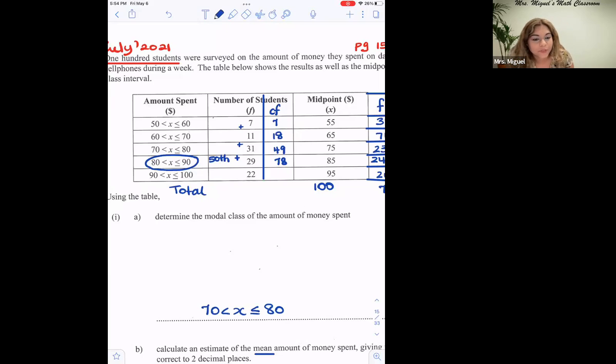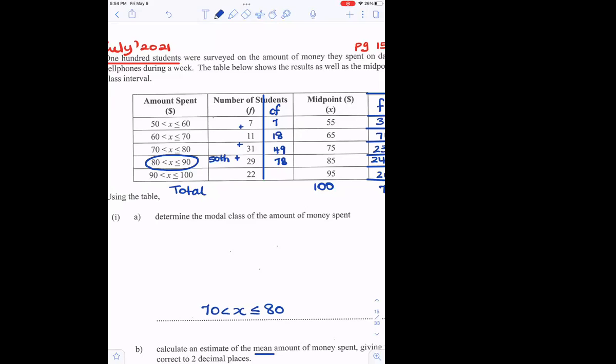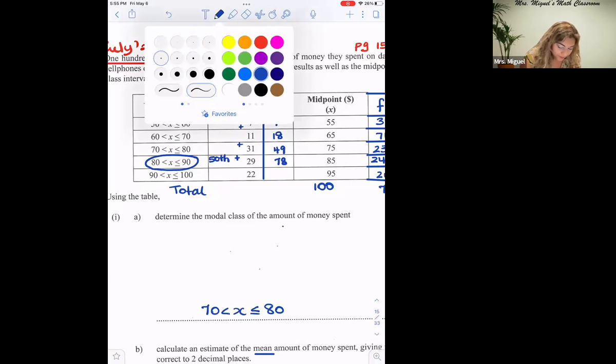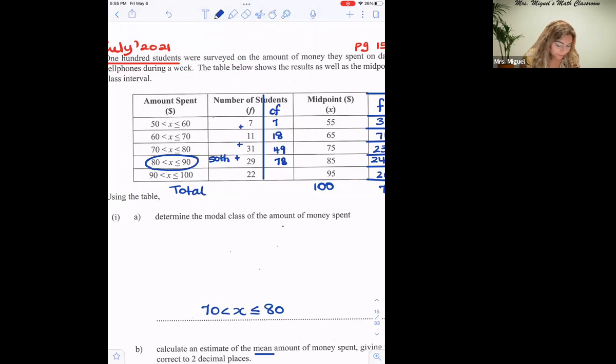Would you all like me to go over it? Yes, Miss. All right. So if we have all the students lined up from number 1 to 100, we have 1, 2, 3, 4, 5, 6, 7. So these first 7 students, they spent between $50 and $60.